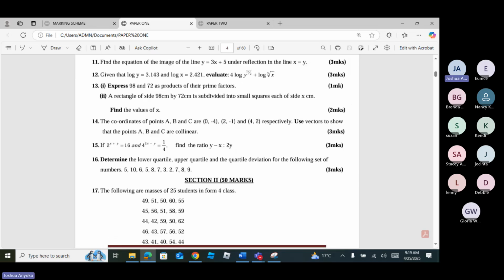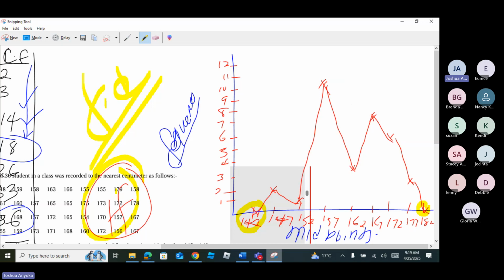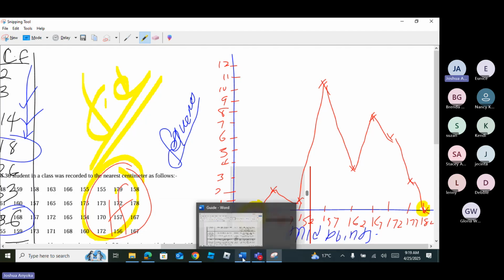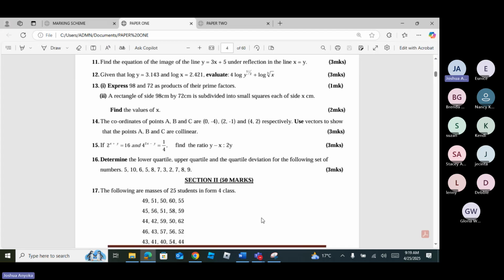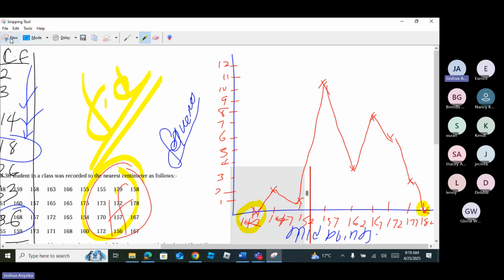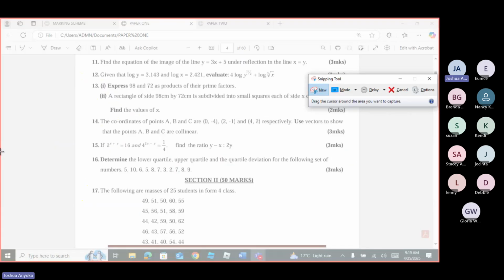So that is what we do in statistics 1. Any question? Somebody ask a question on statistics 1? As we do the highlights, let's do something called quartiles. Question 16. We highlight and do something on quartiles.